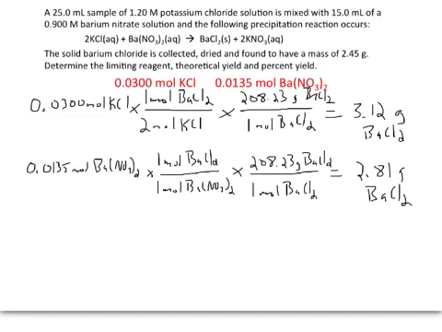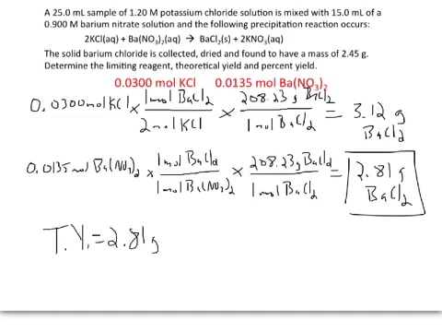All right, so I can see that the barium nitrate, I only have enough to make 2.81 grams. So that means that the barium nitrate is my limiting reagent, and the theoretical yield is 2.81 grams. So that means the limiting reagent is the barium nitrate.